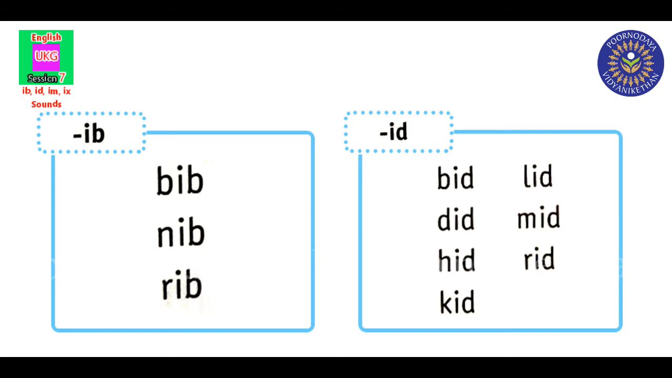The next one is mid, M, I, D, mid. So what is the sound here, children? Id sound, mid. Now the next one is hid, H, I, D, hid. And the sound is id. Now the next one is rid, R, I, D, rid. And the sound is id. Now the last one is K, I, D, kid. And what is the sound? Id sound. Did you understand, children?